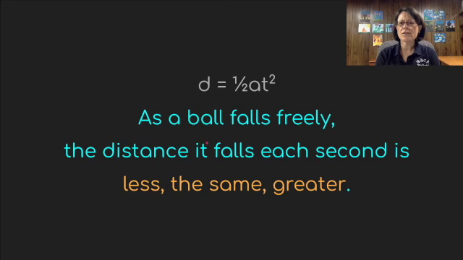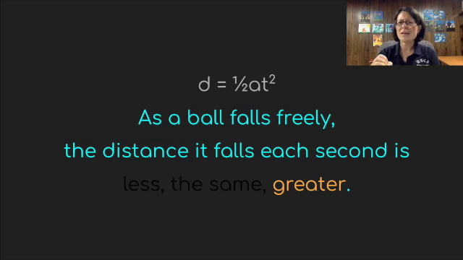So which answer makes sense? As a ball falls freely, the distance it falls each second is less, the same, or greater. If the number is getting bigger and bigger and bigger, the answer must be greater. Okay? So if you just stop and mentally plug in some simple numbers into the equation, you can come up with that answer.